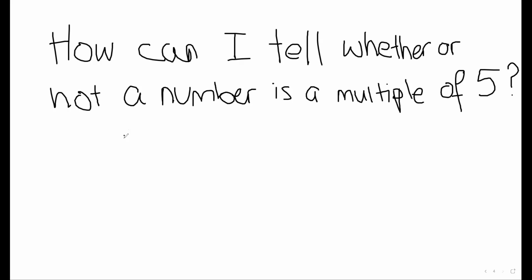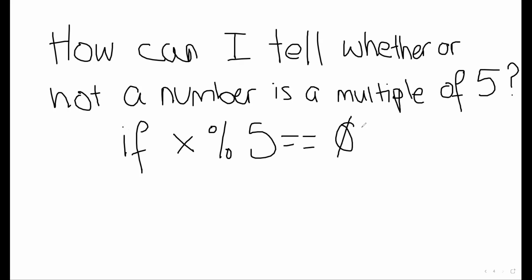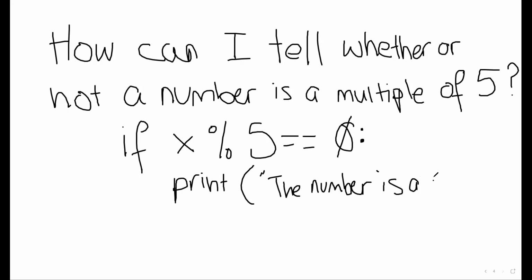So simply, if x is my number, x mod 5 is exactly equal to 0, this is my colon, then I would print the number is a multiple of 5. Very simple.